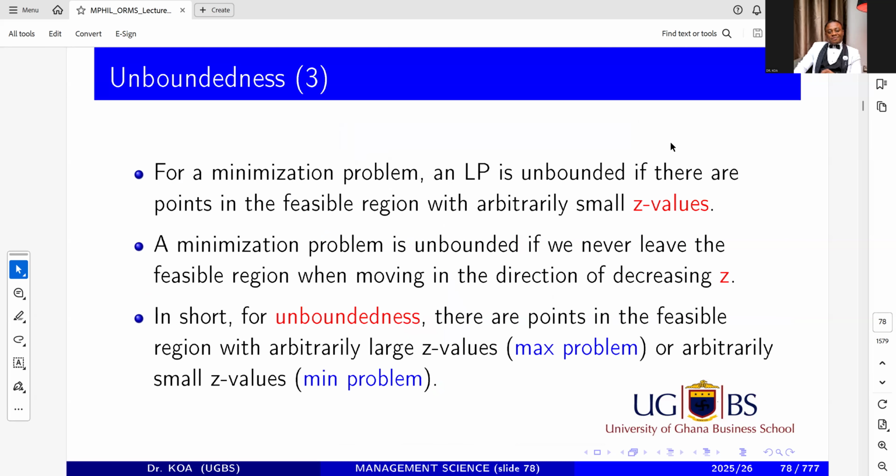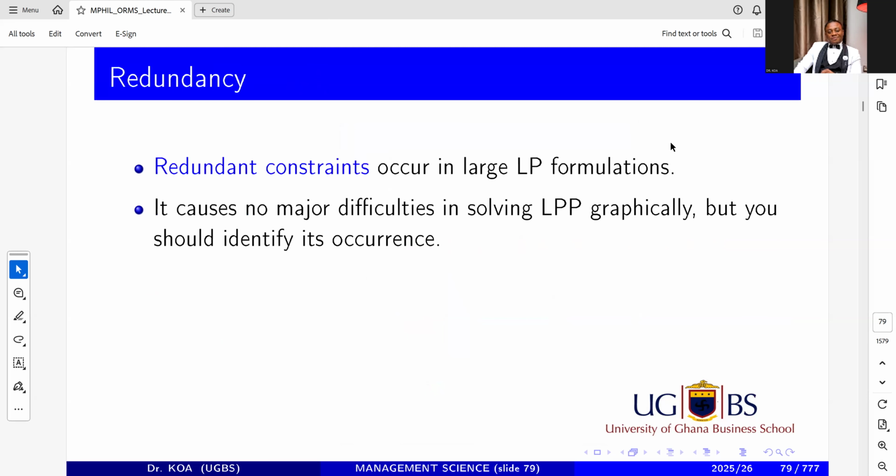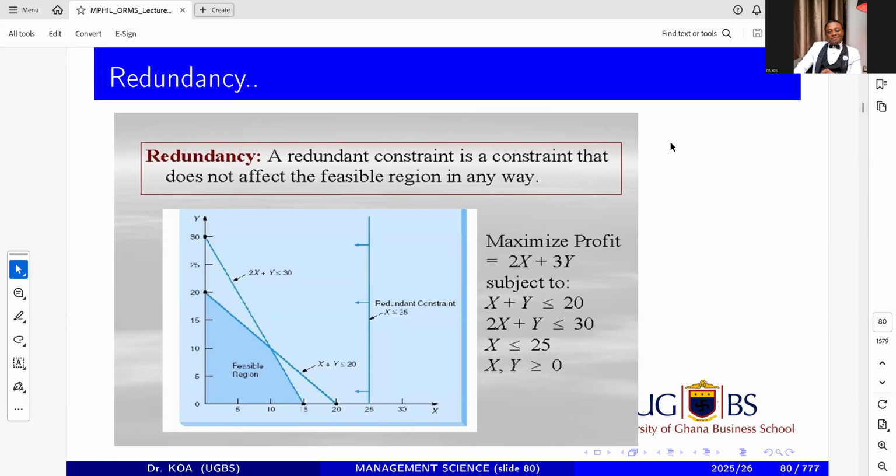Okay, so that's it. Let's go to the last one. We've already spoken about it. That's redundancy. It's not really a big problem. Like I said, I showed you one like this some few minutes ago. So we can ignore it.